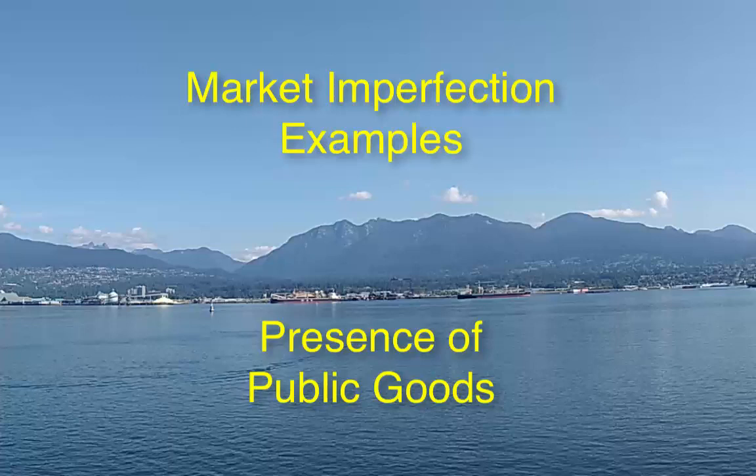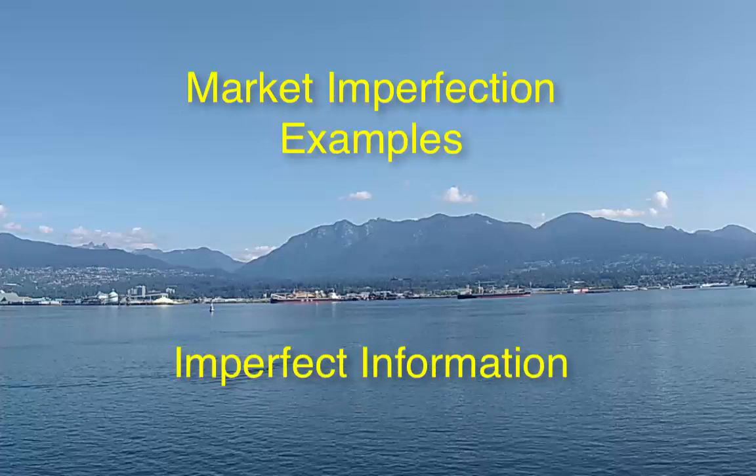Let's see what else. There's a bunch of other imperfections that can exist. One interesting one that we won't have time to explore is things like imperfect information. Perfect competition models generally assume that consumers and producers have everything they need to know in order to make the optimal decisions. But in the real world, perfect information isn't prevalent. It takes a lot of time and effort to get information you need in order to make good decisions.